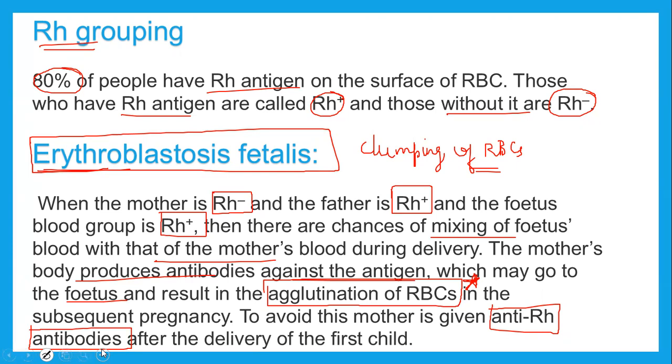Guys, if the mother is Rh positive and the fetus is Rh negative, what happens? No issue, because in the mother's body the positive antigen is there, and in the fetus no particular extra antigen is present. So there is no issue with agglutination. Clear? Is it clear for everybody?